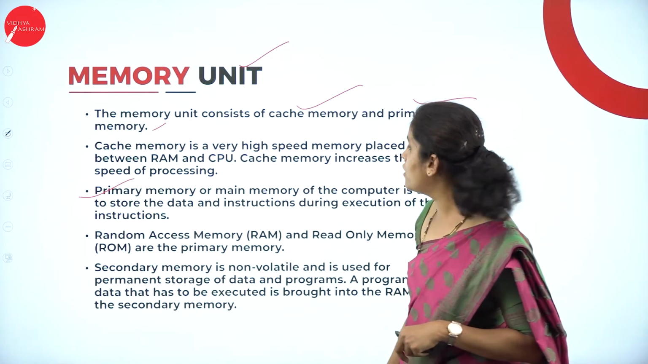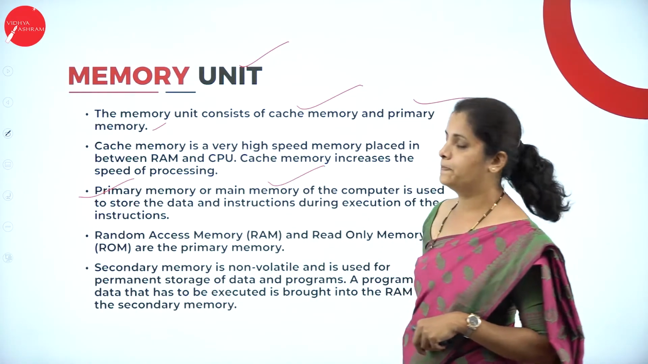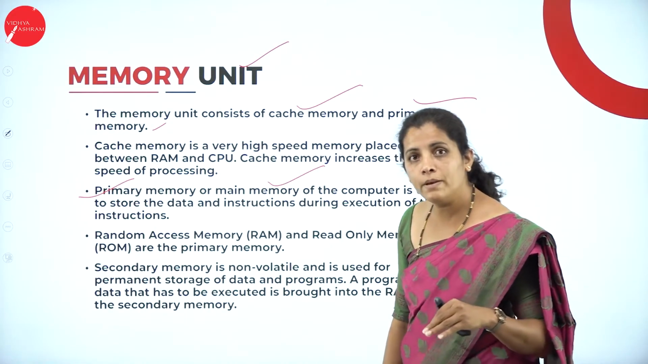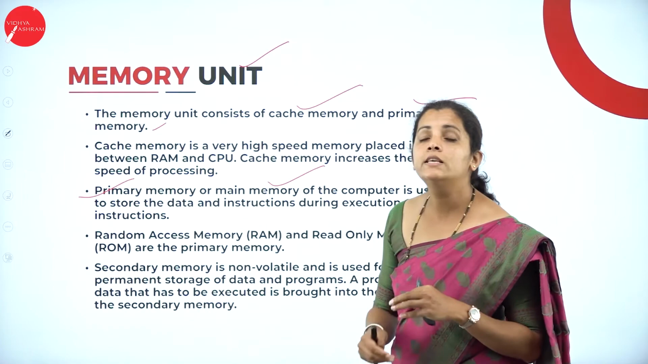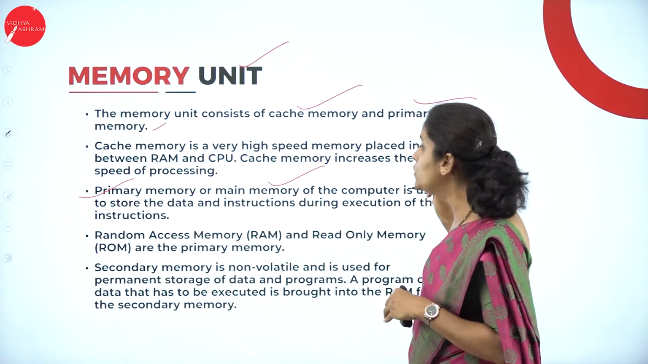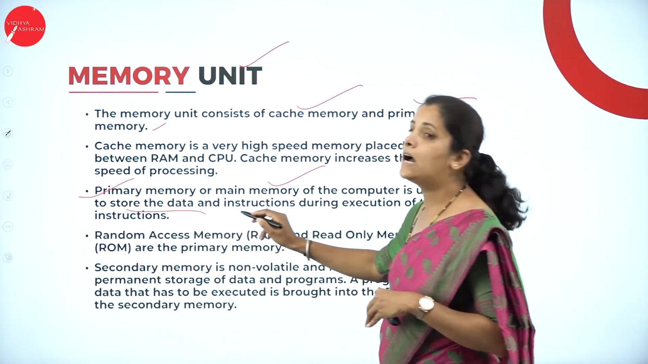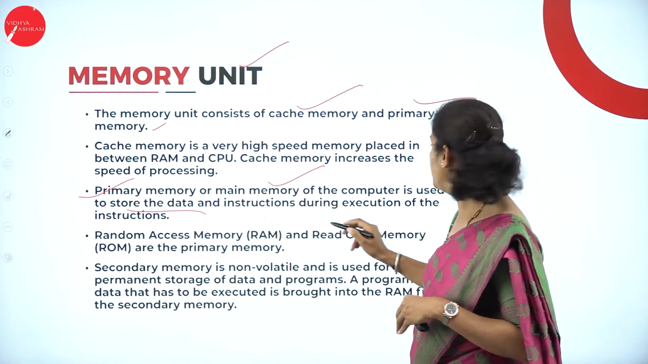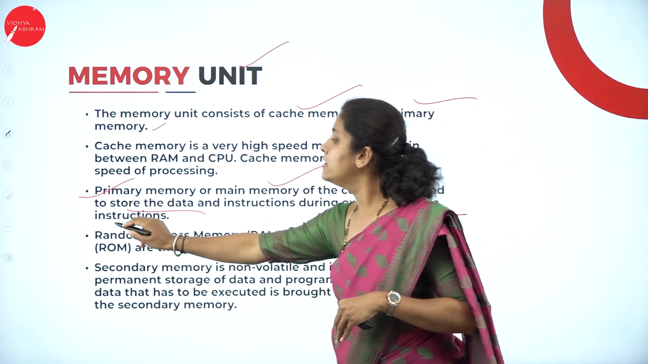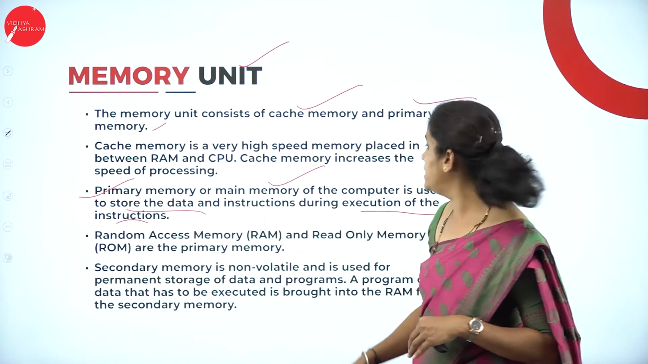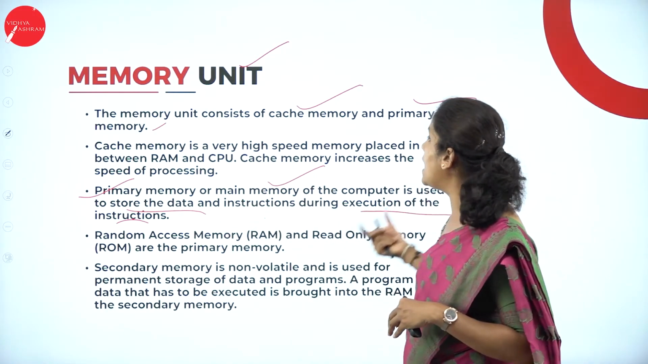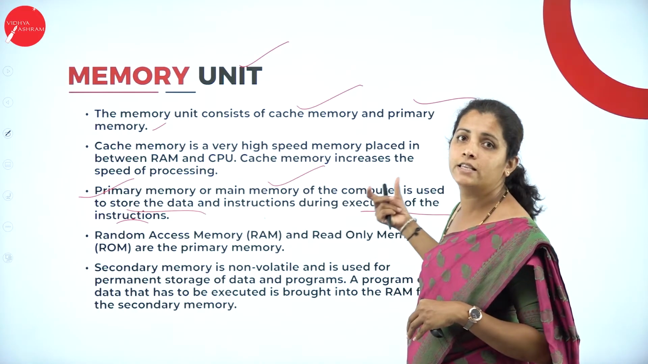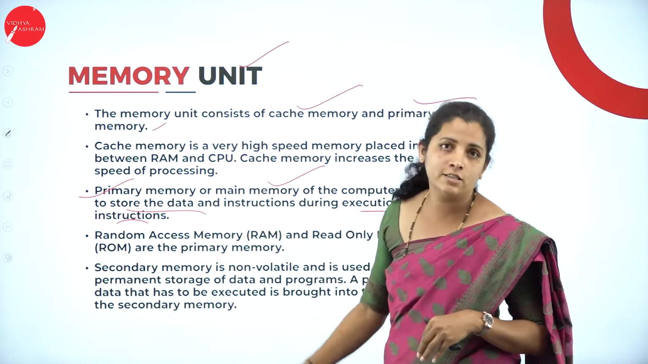Moving on to primary memory. Primary memory is also called main memory. This main memory is used to store the data and instructions during the execution of the instruction.